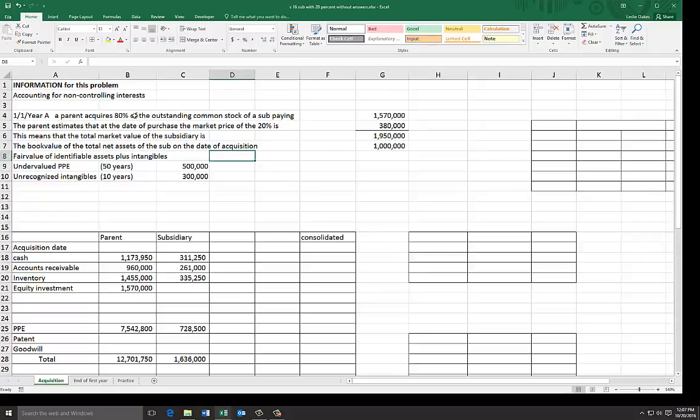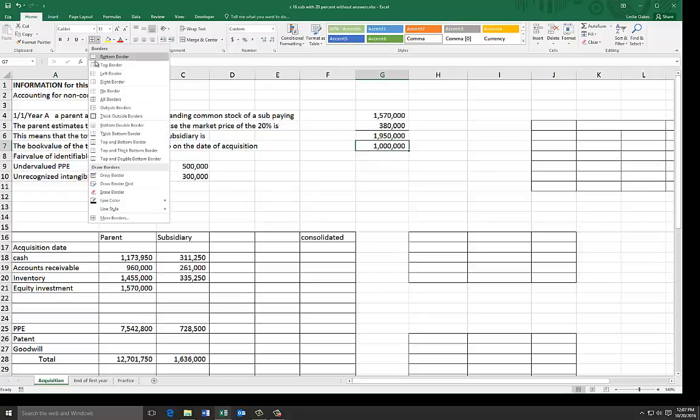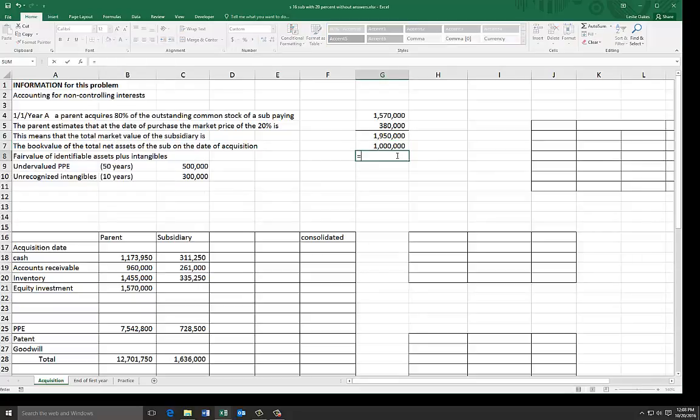In year 1, a parent acquires 80% of the outstanding stock of a sub, paying $1,570,000. The parent estimates that at the date of purchase, the market price of the remaining 20% is $380,000. So that means the total value of the subsidiary is $1,950,000. Then it's given that the book value of the total assets is $1 million, so that means the excess is $950,000.